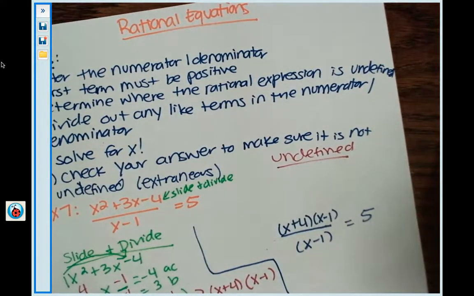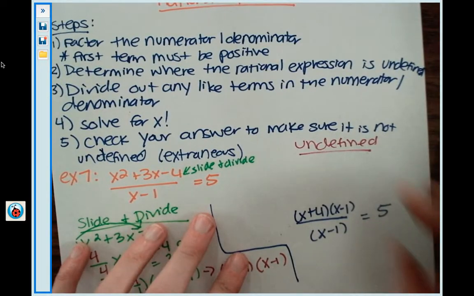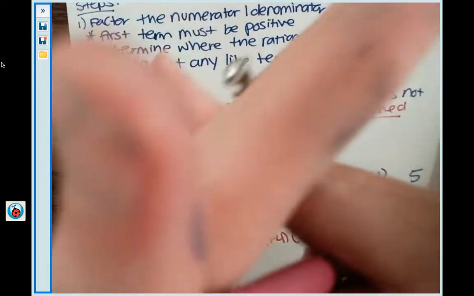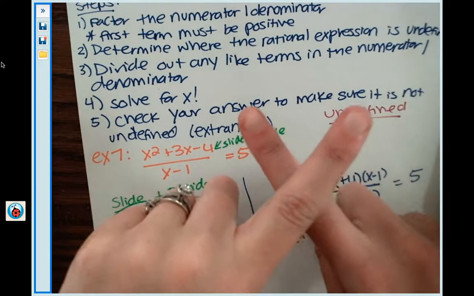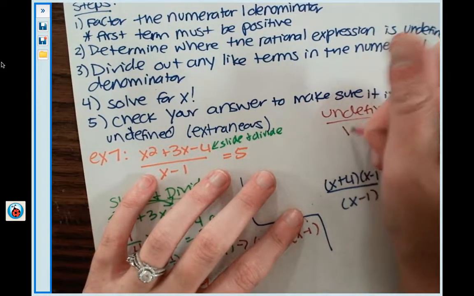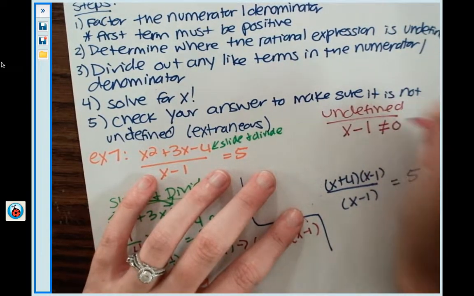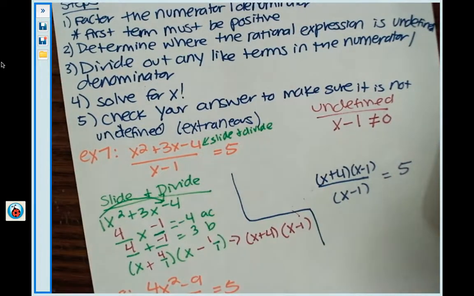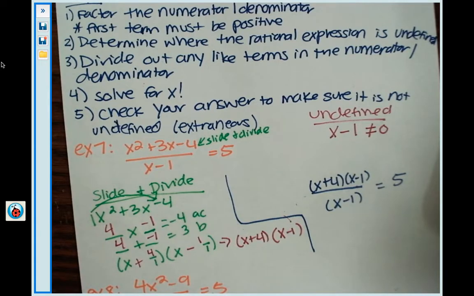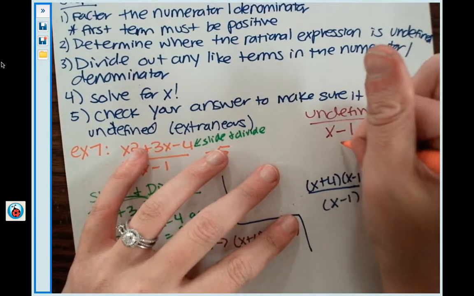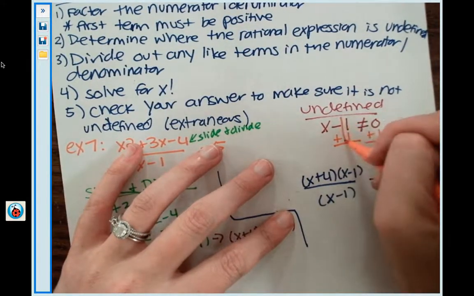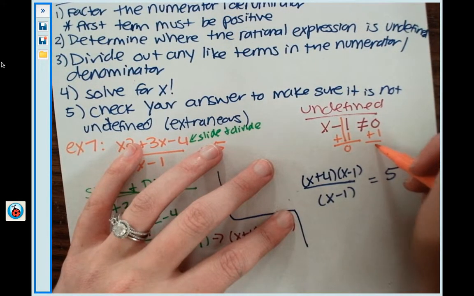To figure out where it's undefined, remember you set every single thing in the denominator not equal to 0. The only thing in the denominator is x minus 1. So x minus 1 can never equal 0 or a kitten will die. Let's figure out the values that are not allowed. To move the negative 1 to the other side, we add 1 on both sides. Negative 1 plus 1 is 0, cancels out, and 0 plus 1 is 1.